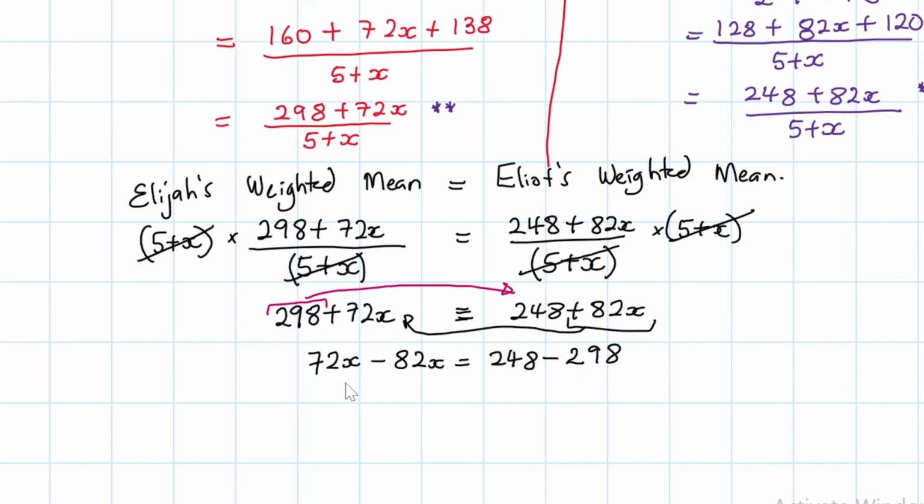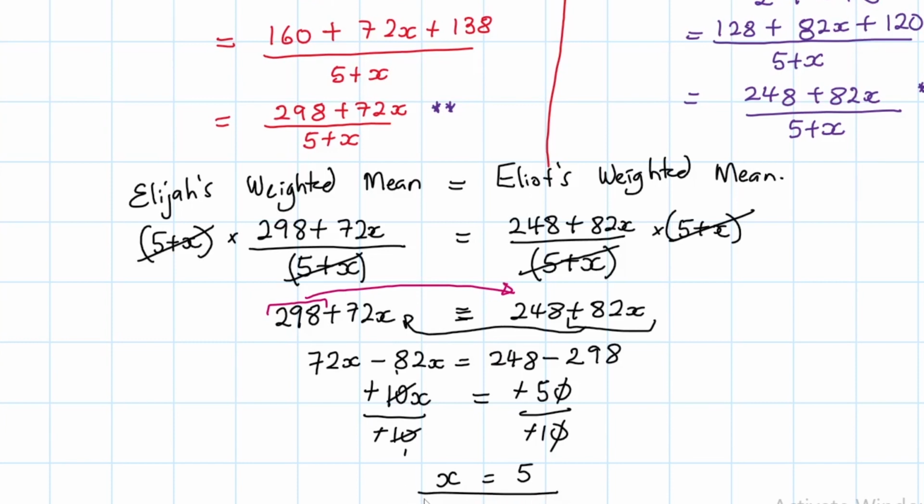So here we have 72 minus 82, which gives negative 10x, equal to 248 minus 298, which is negative 50. We divide both sides by negative 10. This goes with that, by 10 once, by 10 once. You remain with your value of x, and the negatives cancel. The zeros die. 5 divided by 1 is 5. So our value of x is 5.